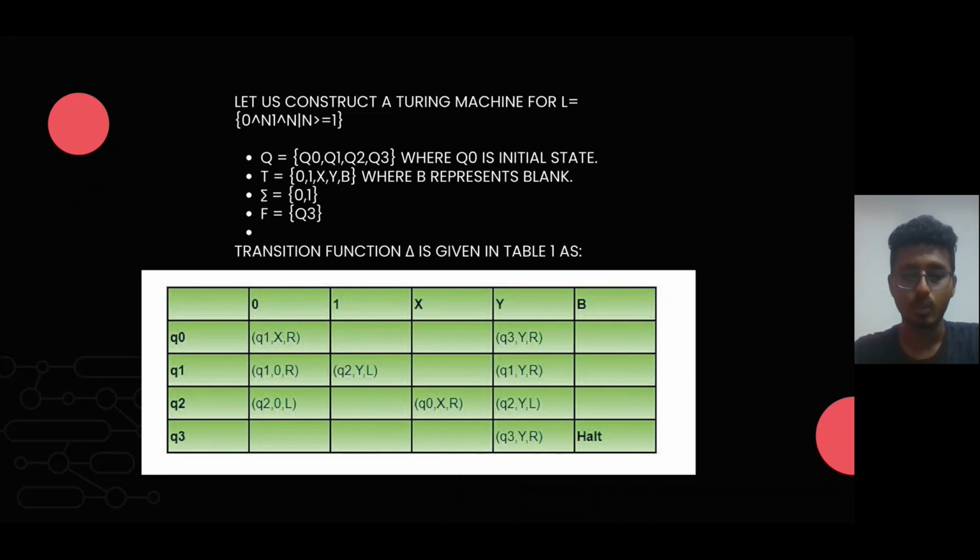Similarly, let us see what will happen when the head pointer is in the Q1 state and it reads 1. It denotes that the head pointer should move to its left, convert 1 to Y, and in the flow, it should be presented that the flow is in Q2. Similarly, let us see when Q3 meets a blank space, such as B. It is denoted as halt, which means the language is accepted. So this is a basic transition function for a simple Turing machine.